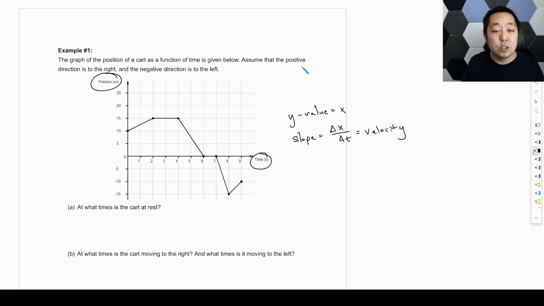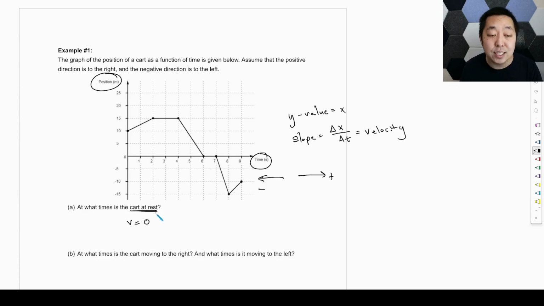So we have a graph of the position of a cart as a function of time given below. Assume that the positive direction is to the right and the negative direction is to the left. At what time is the cart at rest? First thing we have to do is interpret the wording of this into something related to our kinematic variables, and this is where the velocity is 0. At rest means the velocity is 0. That's one of those key words that we did.